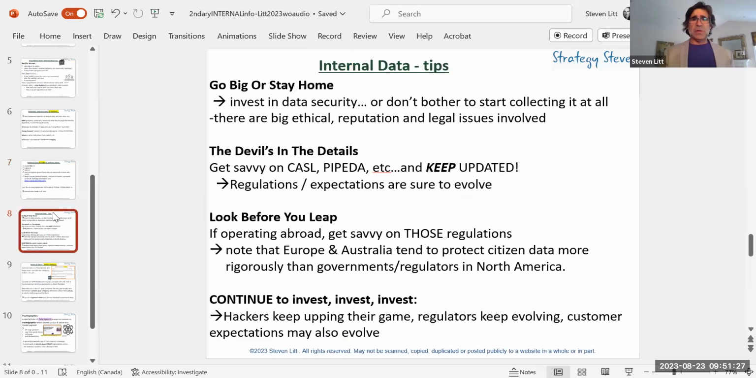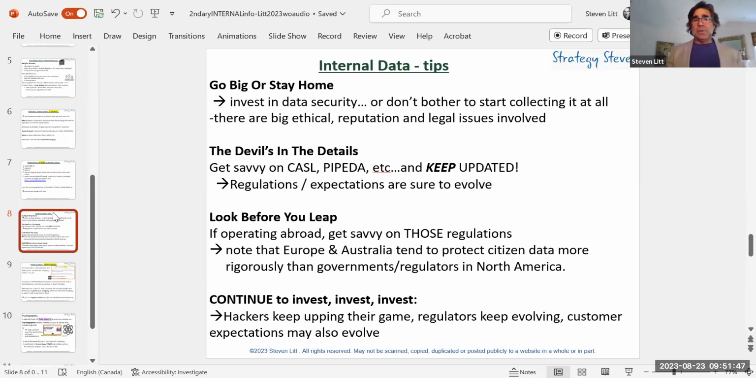Don't treat it casually. So some tips: go big or stay home. Invest in all those data security protections and resources, or don't get into it in the first place. Second, the devil's in the details in terms of things like regulation. So get to know CASL, get to know PIPEDA. If you don't know what I'm referring to, you shouldn't be handling customer data.